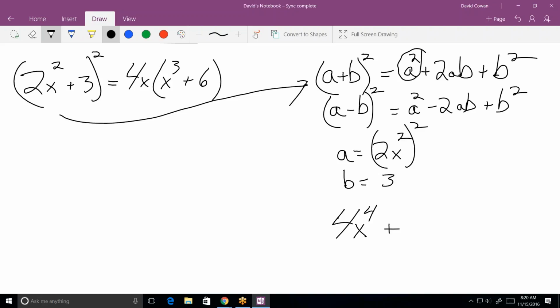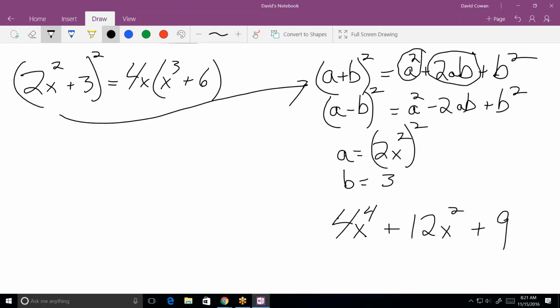What's the next term? Multiply a times b, and then multiply it by 2. 6x squared times 2 equals 12x squared. That's the middle term. That's what 2ab is. And finally, what's b squared? 9. All right. Now, I don't know if that was easier or harder for you than actually foiling it. Once you learn this technique, it's easier, believe me. And so I kind of teach everybody it just because you have to do it so often.